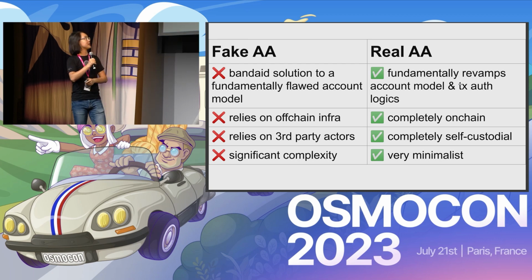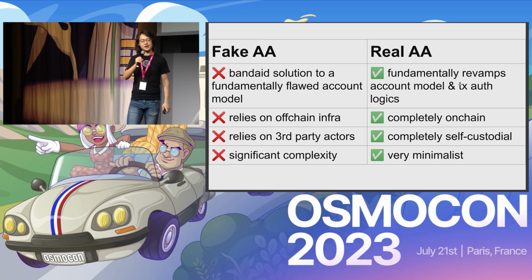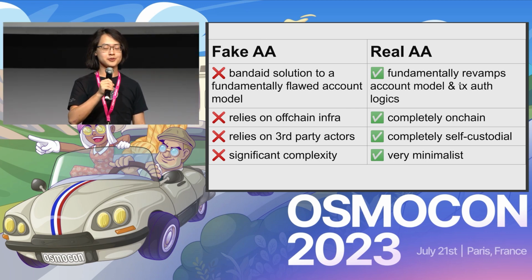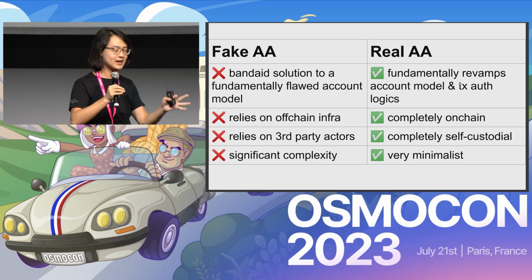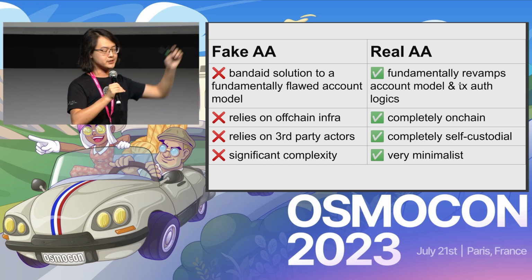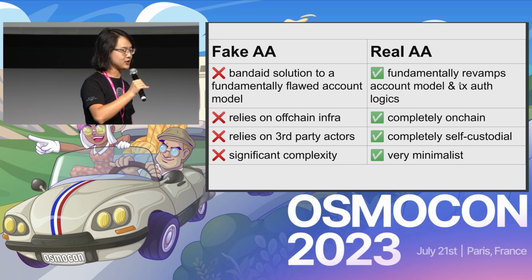So just have a brief summary. In my competing solutions, I call them Band-Aid solutions because they don't fix the broken account model, but rather they build new infrastructures on top of it, trying to cover up the deep flaws it has. Well, my solution fundamentally revamps the account model and the transaction authentication logics.